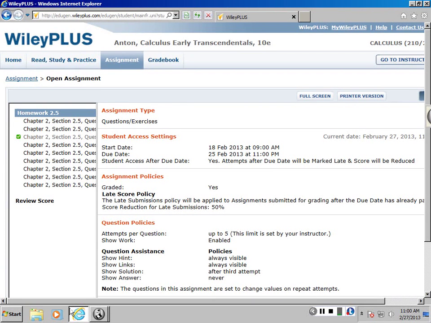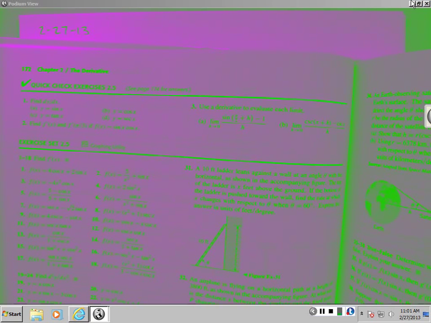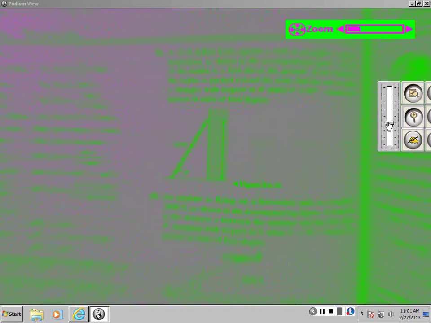So we have some questions on Wiley, section 2.5. Which ones are on the written assignment? Number 13. See if I can zoom in a little bit here. Okay, so that's your question, 13?